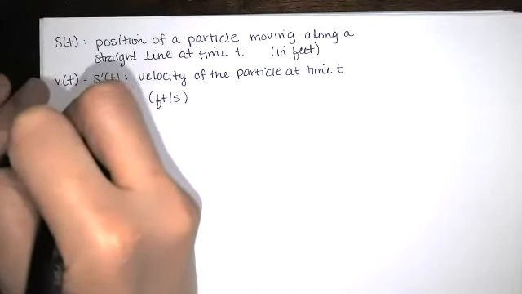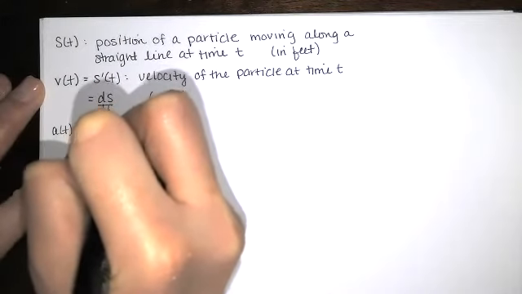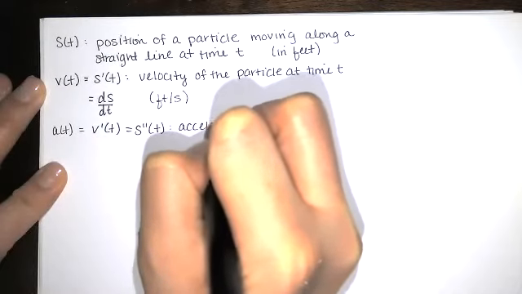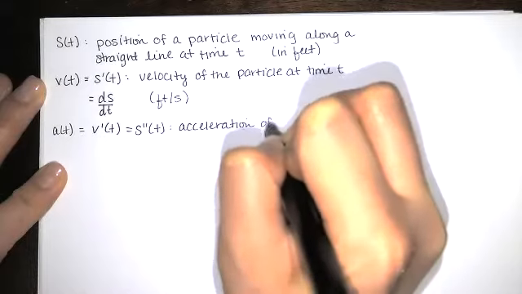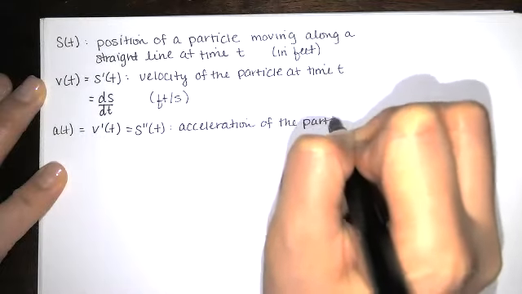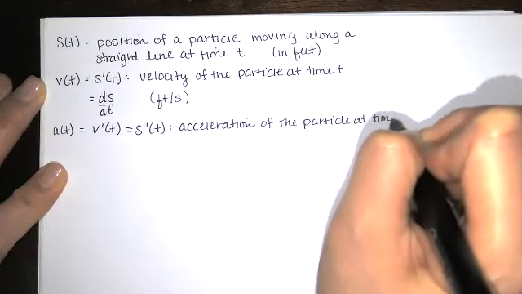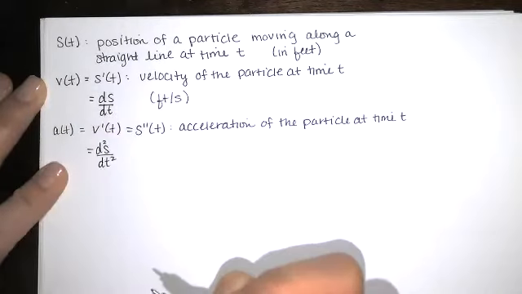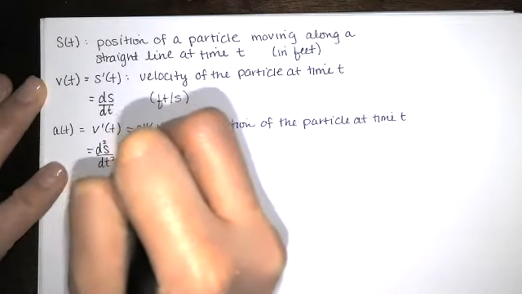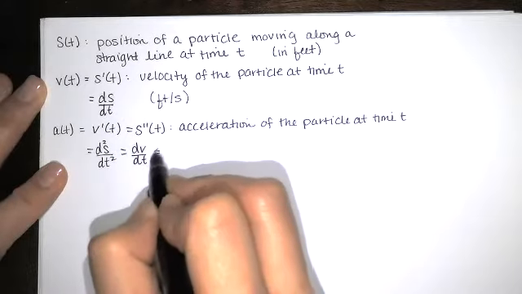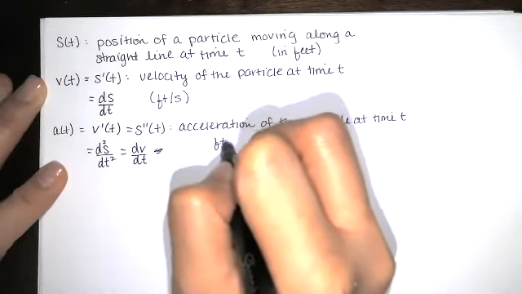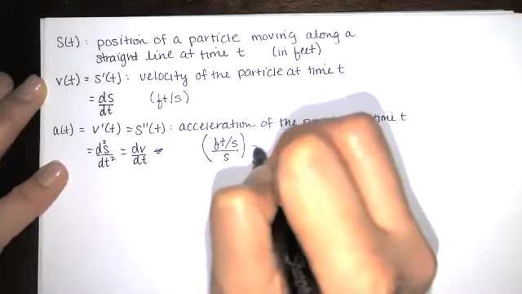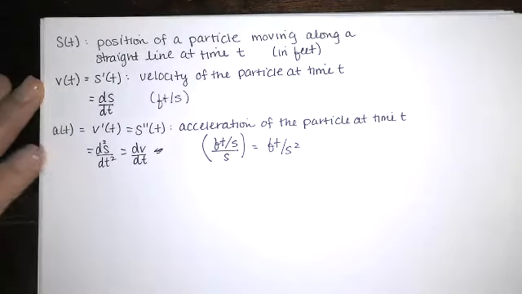That's velocity. And we know acceleration is the derivative of velocity, or the second derivative of position. That's the acceleration of the particle at time t. So this is a rate of change of a rate of change. So it's notated this way, or you could write it this way. It's change in velocity per unit time. So that's measured in feet per second, or we can call that feet per second squared.